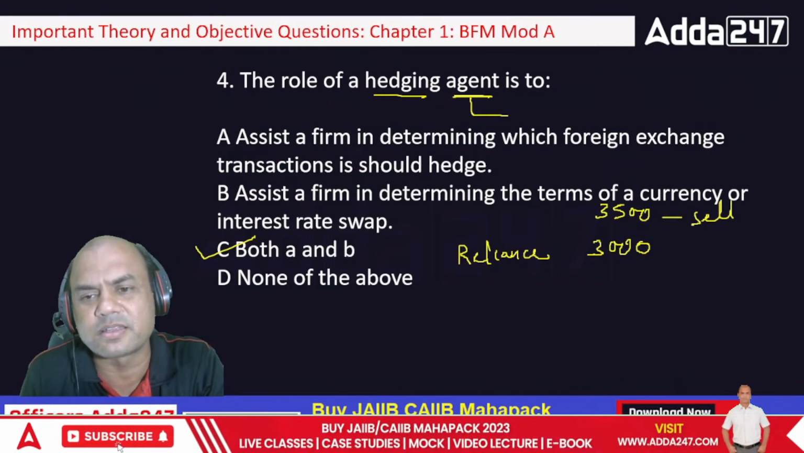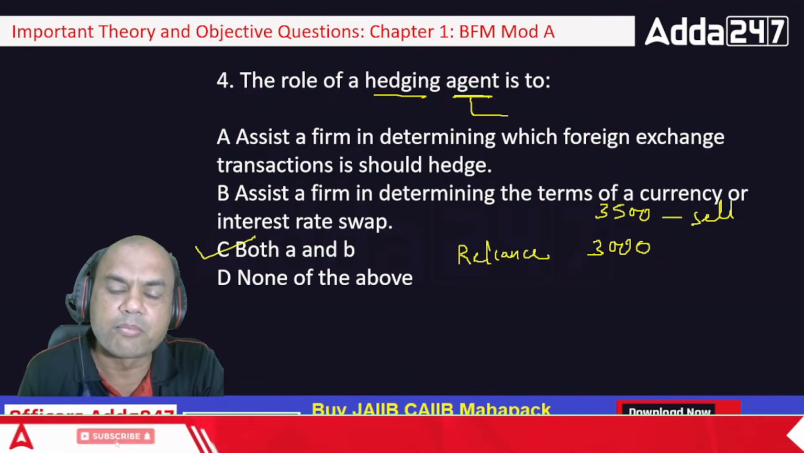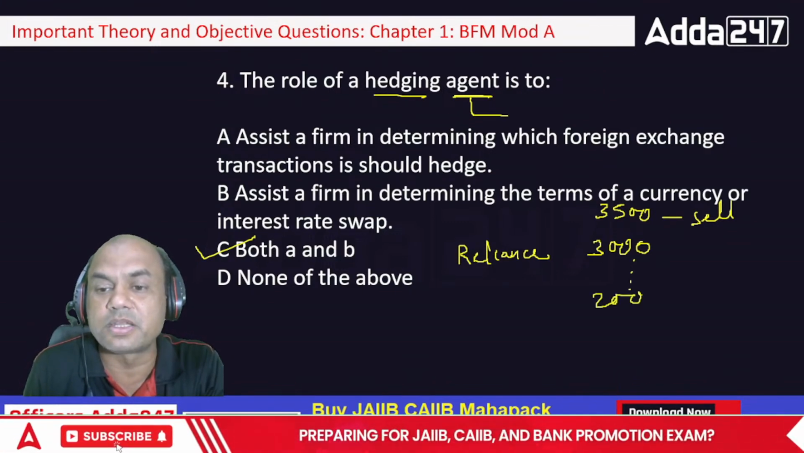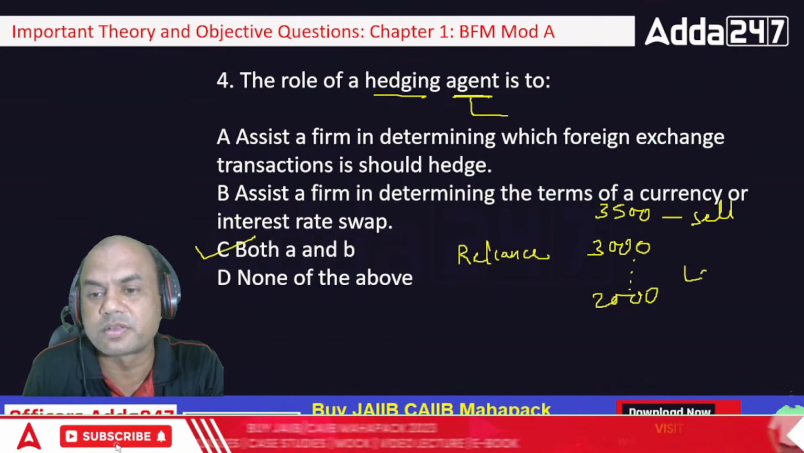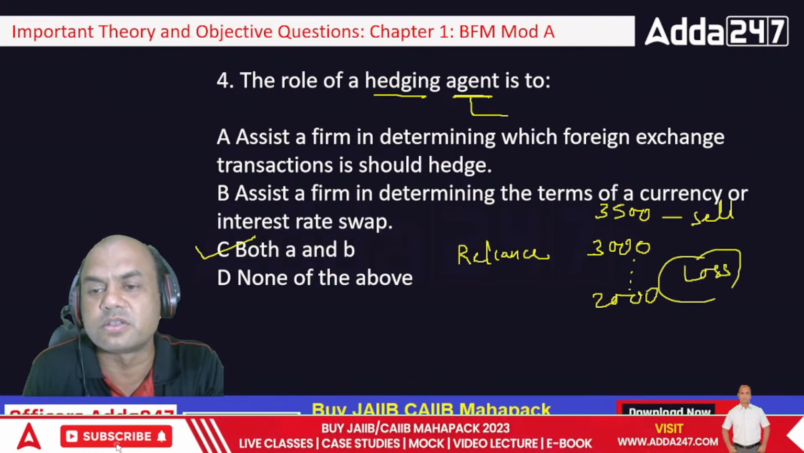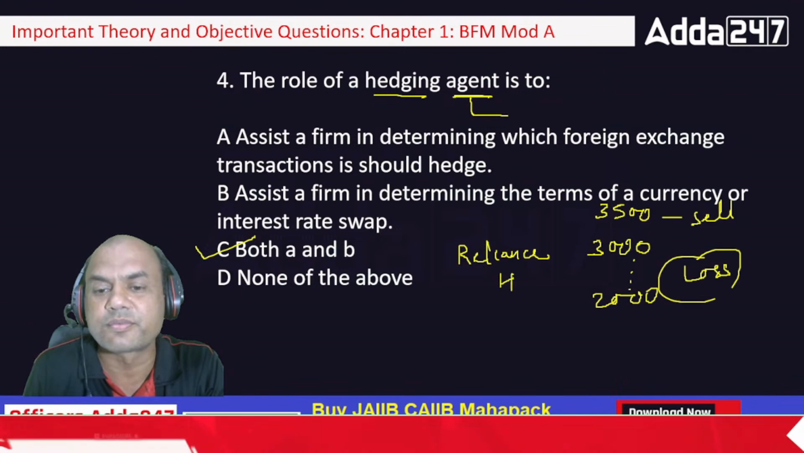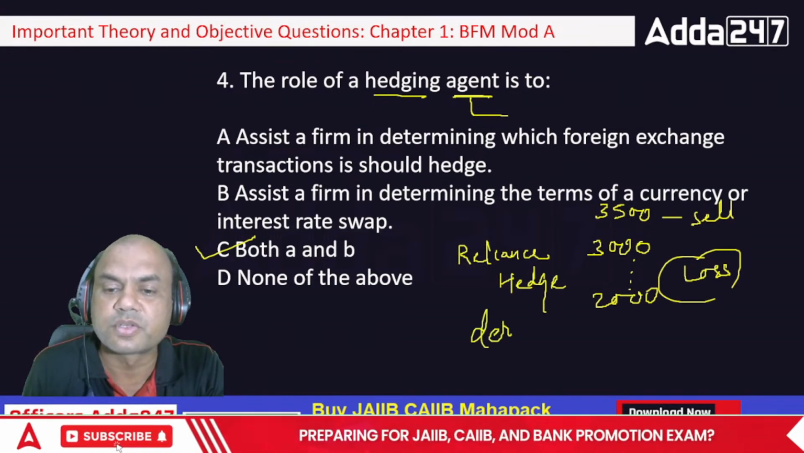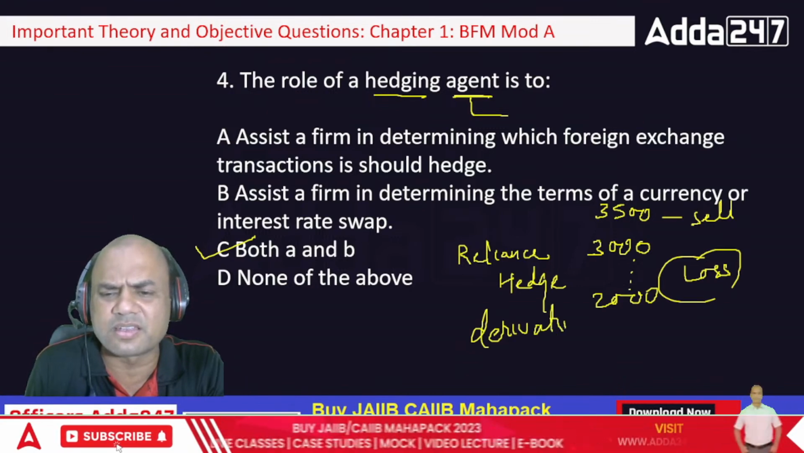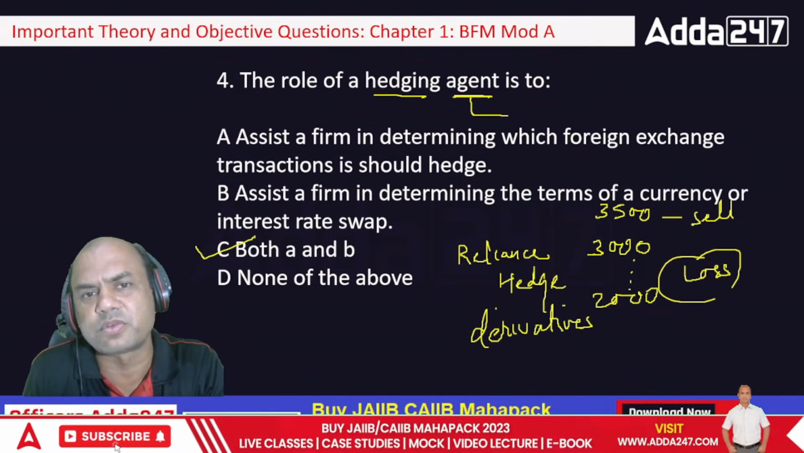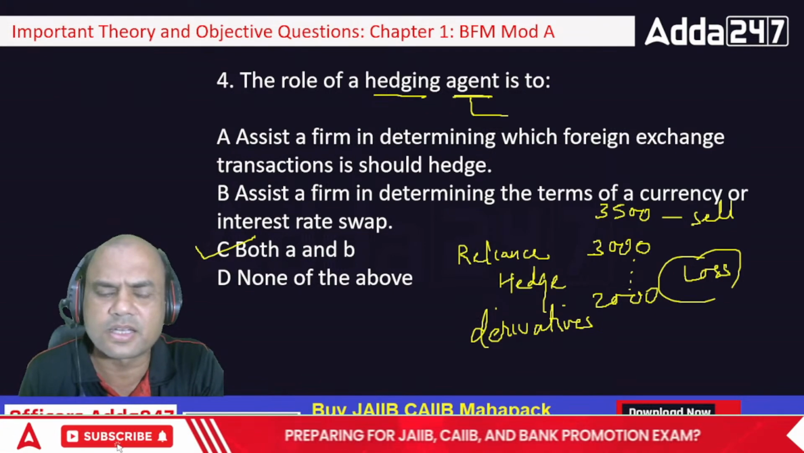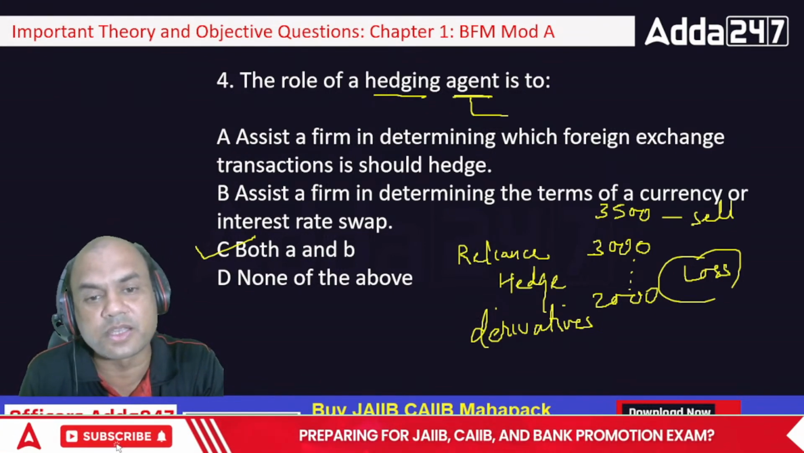Why do we buy anything? To sell. But imagine if this Reliance starts going to 2000. So I'll be in a loss. To cover this loss, what will I do? I'll do a hedge. Using what? Derivatives. Derivatives can be anything: options, futures, forwards, swaps, FRAs, anything. So the answer is both A and B. Okay.